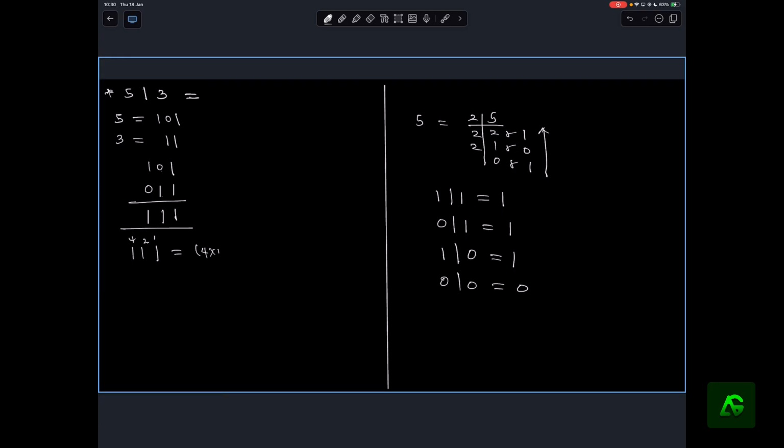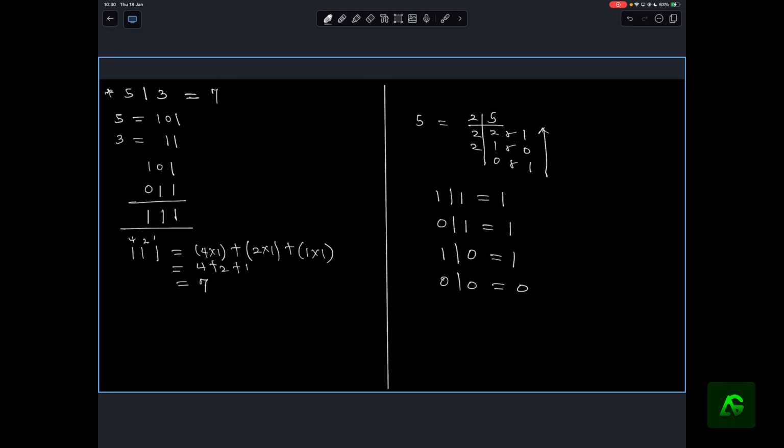4 times 1. Pardon me, we have a new student on this. So we have 2 times 1, then 1 times 1. Do you get it? So it's going to be equal to 4 plus 2 plus 1, and that gives us 7.